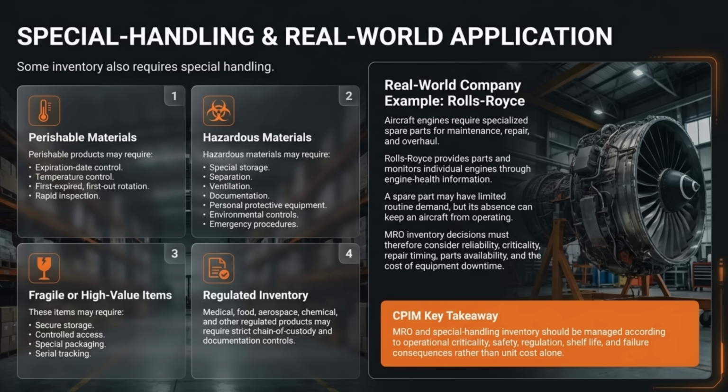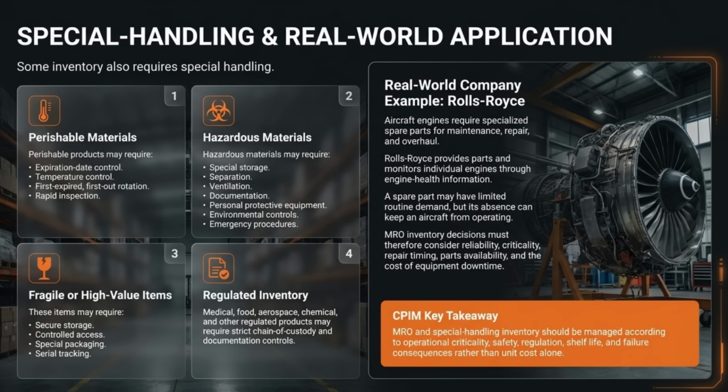Real-world company example, Rolls-Royce. Aircraft engines require specialized spare parts for maintenance, repair, and overhaul. Rolls-Royce provides parts and monitors individual engines through engine health information. A spare part may have limited routine demand, but its absence can keep an aircraft from operating. MRO inventory decisions must therefore consider reliability, criticality, repair timing, parts availability, and the cost of equipment downtime.